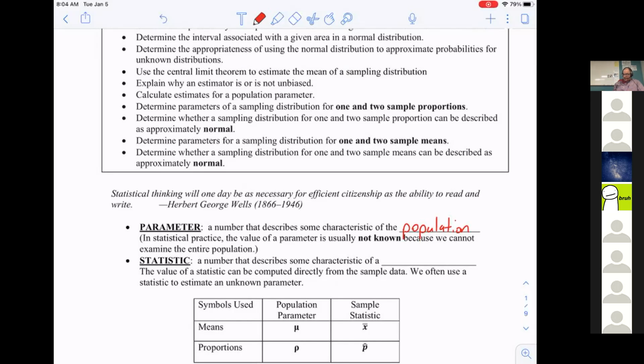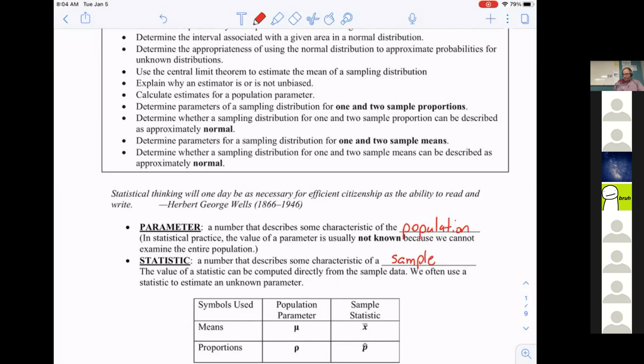The value of a parameter is usually not known, again, because it comes from a population. Very rarely do we know population data, because that would mean we'd have to collect the entire population to get a value from it. So most of the time we do not know parameters. Most of the time we are working with statistics, and a statistic comes from a sample. So we have to understand when we are talking about a population and when we're talking about a sample.